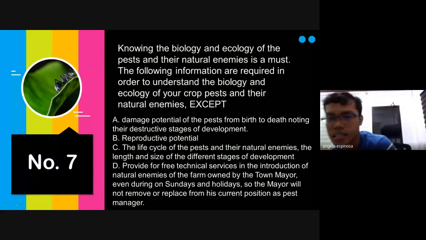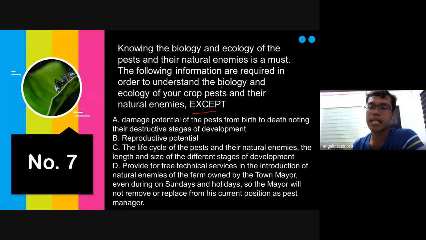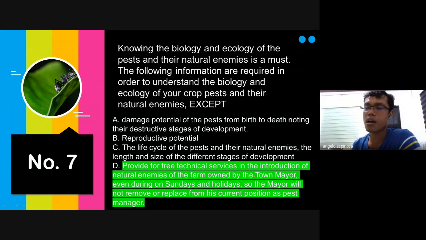Kasi tinatanong yung except. Okay, so the following information are required in order to understand the biology and ecology of your crop pests and their natural enemies. So the correct answer for that is letter D. Kasi nga, parang mayroon siyang pagka-political, no? Mayroon siyang political advertisement, yung letter D. As you can see, so the mayor will not be removed and replaced from his current position as pest manager.